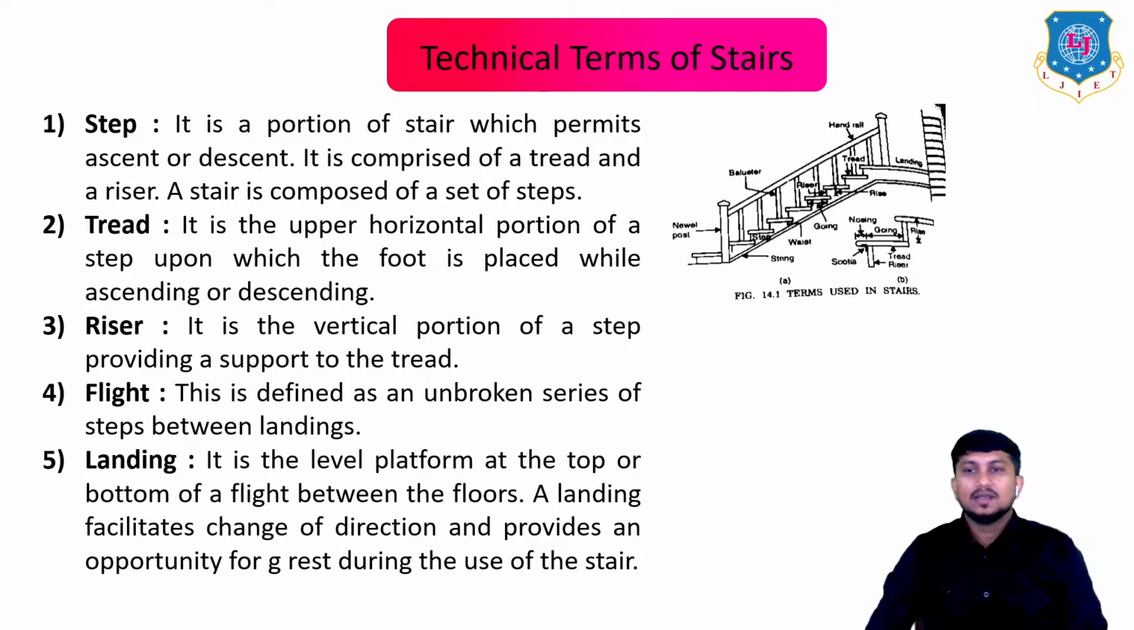Next is flight. This is defined as an unbroken series of steps between landings. So a series of steps is called a flight. In this figure, you can clearly see one flight is given. Next is landing. It is a level platform at the top or bottom of a flight between the floors. A landing facilitates change of direction and provides an opportunity to rest during the use of the stair. You can clearly see the landing portion in this figure also. It is one type of level platform given to rest the users.